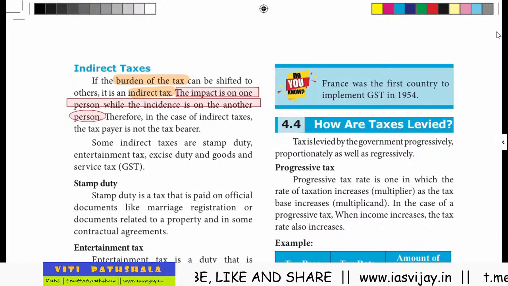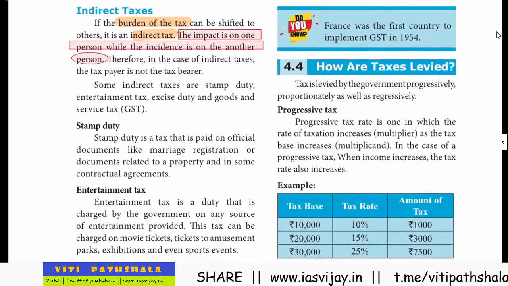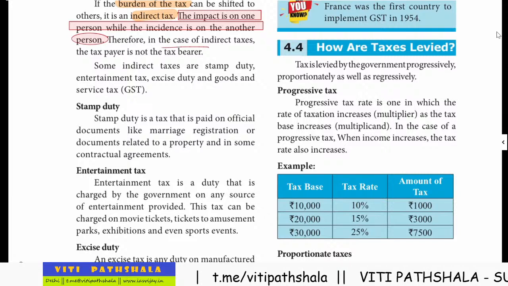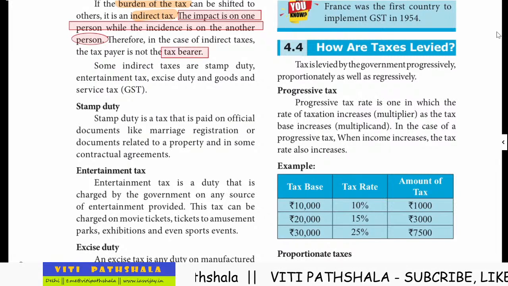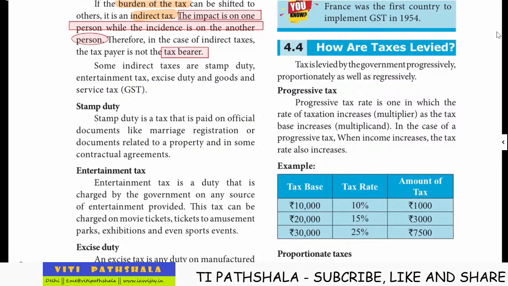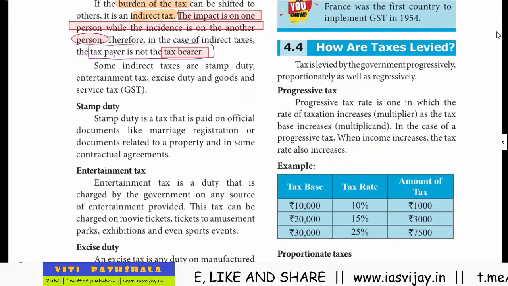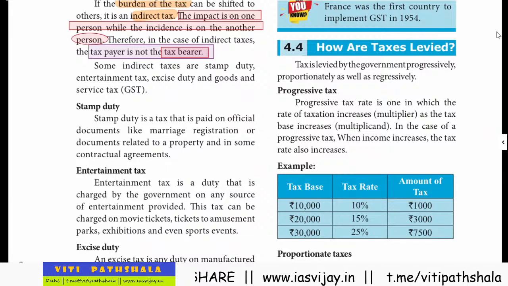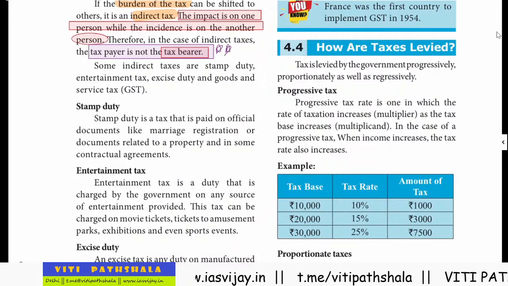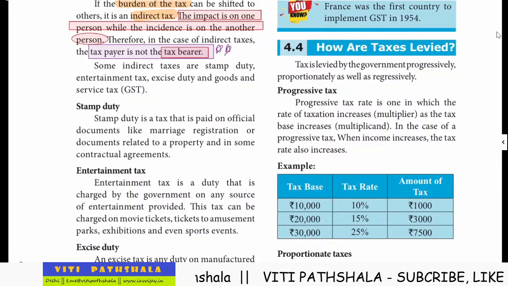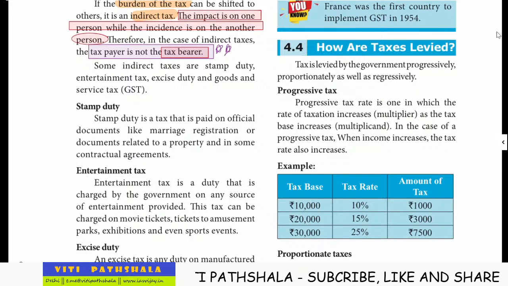Now, therefore, in the case of indirect taxes, the taxpayer is not the tax bearer. Now, remember this. Taxpayer is not the tax bearer. Very important statement. Now, some indirect taxes are stamp duty, entertainment tax, excise duty, and the goods and services tax.